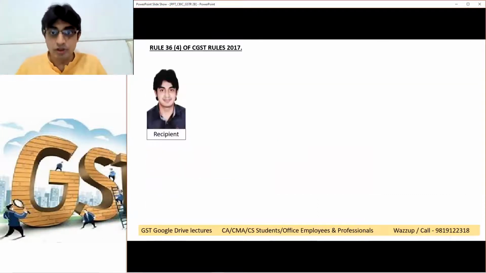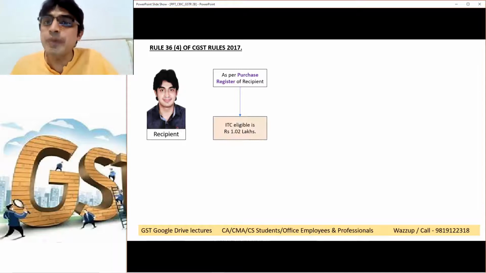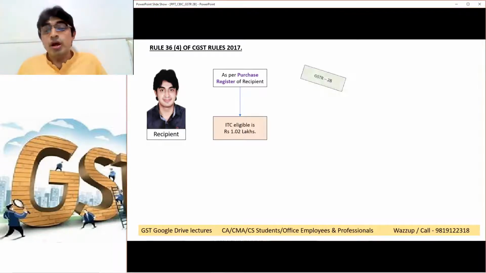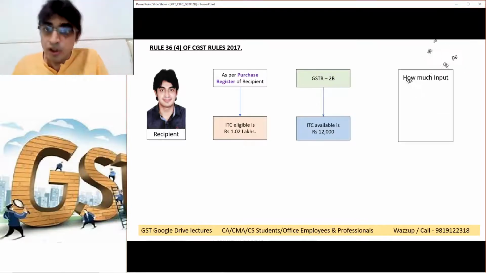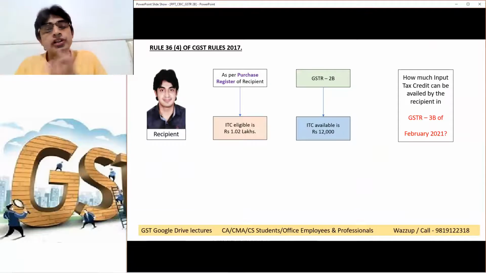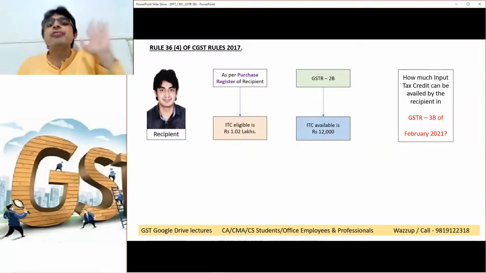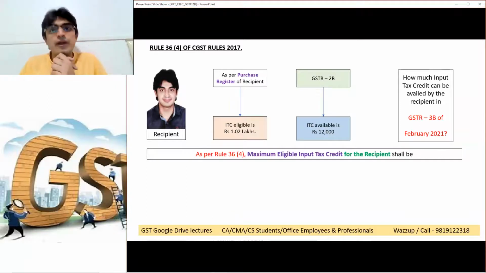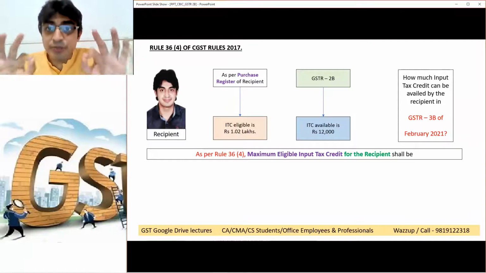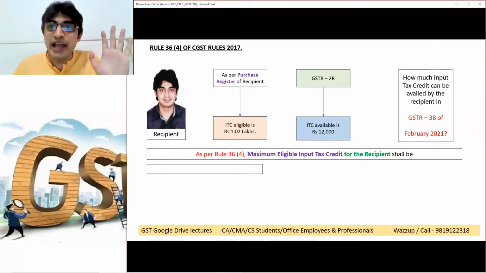So what is the problem here? What is my ITC as per purchase register? Combining both invoices, what is my eligible ITC as per purchase register? 90 plus 12, 1,02,000. But how much ITC is there in my 2A as well as in 2B? Only 12,000. This balance 90,000 is not there. So my query to you, how much input tax credit can I avail in the GSTR 3B of Feb 21? How much input tax credit can I take? See, as per rule 36 sub rule 4, what is the maximum eligible ITC which the recipient can take?